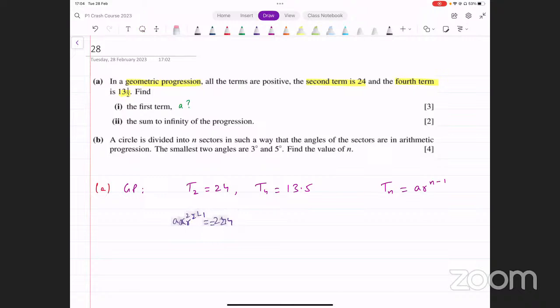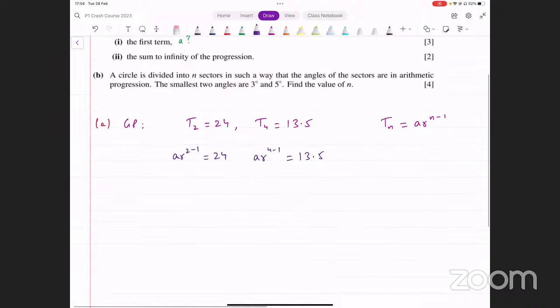So T2 is A R raised to power 2 minus 1. Since we know that is equal to 24, we can put this equal to 24. Similarly, what's T4? T4 would be A R raised to power 4 minus 1. That should equal 13.5. We have these two equations. We can find the value of A by solving these two equations simultaneously.